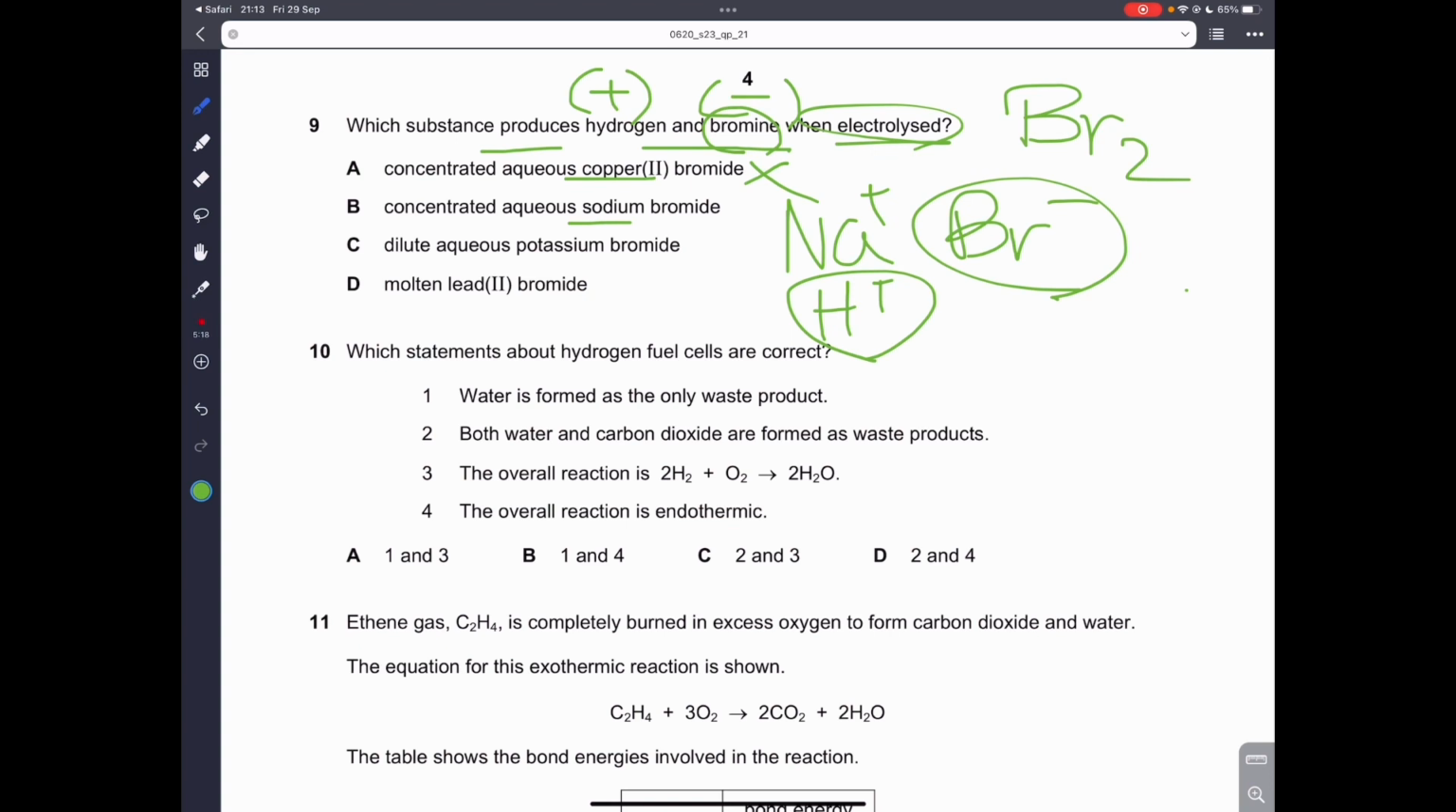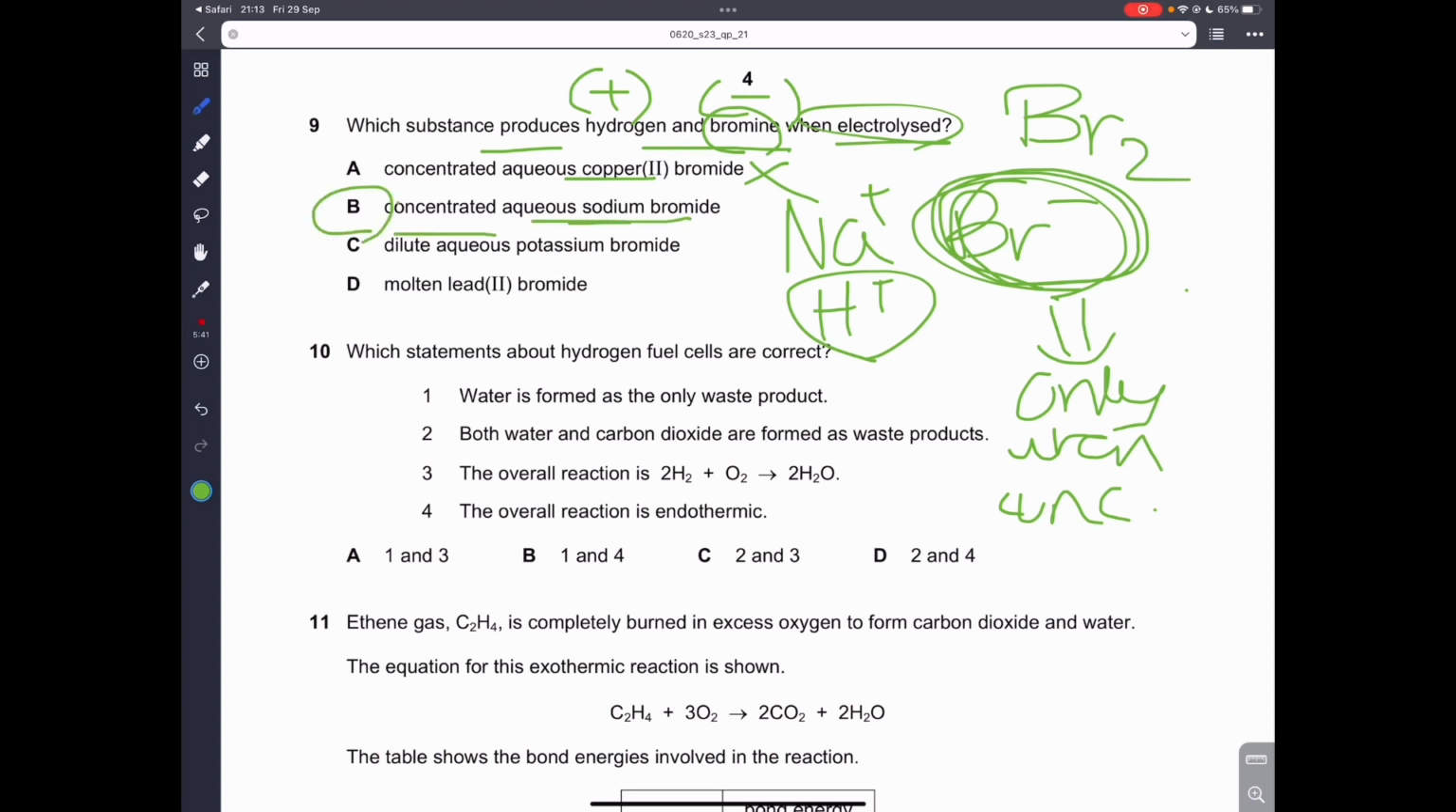Now for the negative ion, bromine is going to get selectively discharged only when it is concentrated. If the solution is not concentrated, essentially you won't get bromine gas, so we have to use concentrated aqueous sodium bromide. So B is the correct answer.